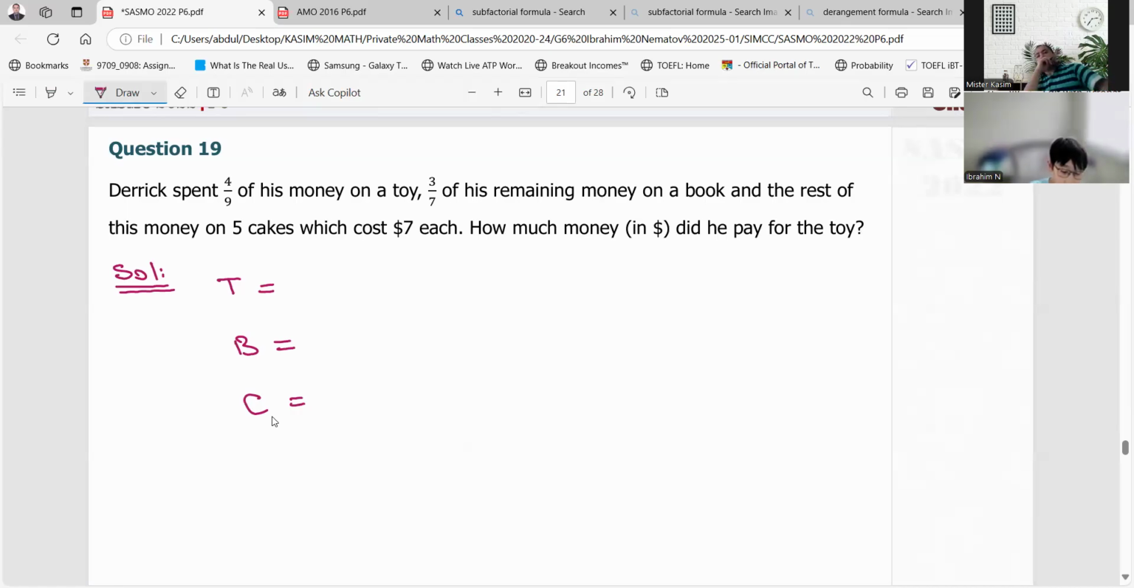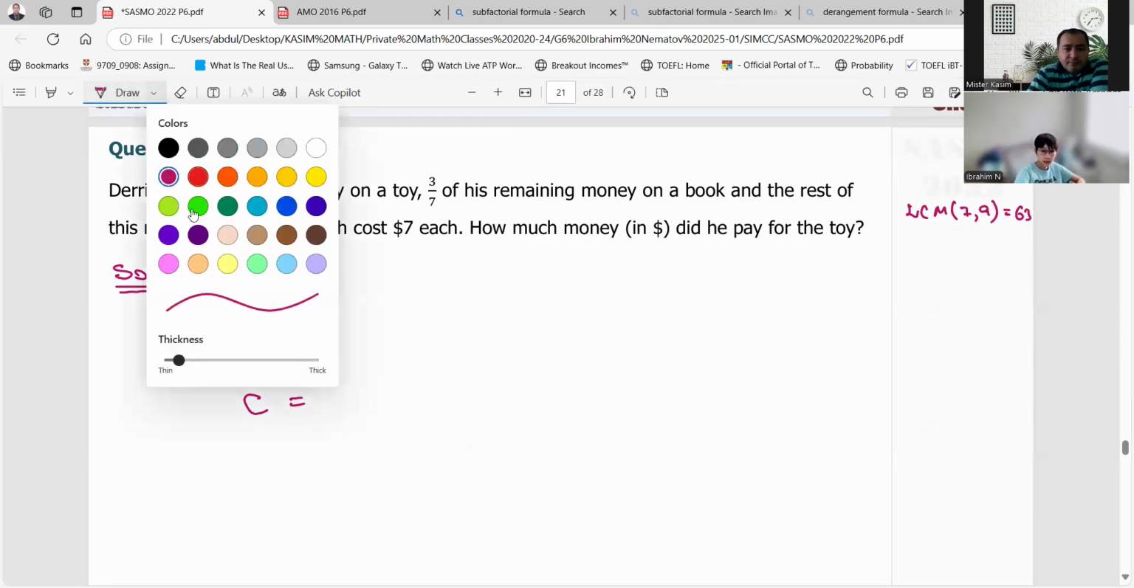Yes, Ibrahim. I couldn't get it. It's probably my method though. Look, Ibrahim, the first step, as you see here, in these fractions, the denominators are 9 and 7, right? So what is the least common multiple of 7 and 9? It is 63, right?